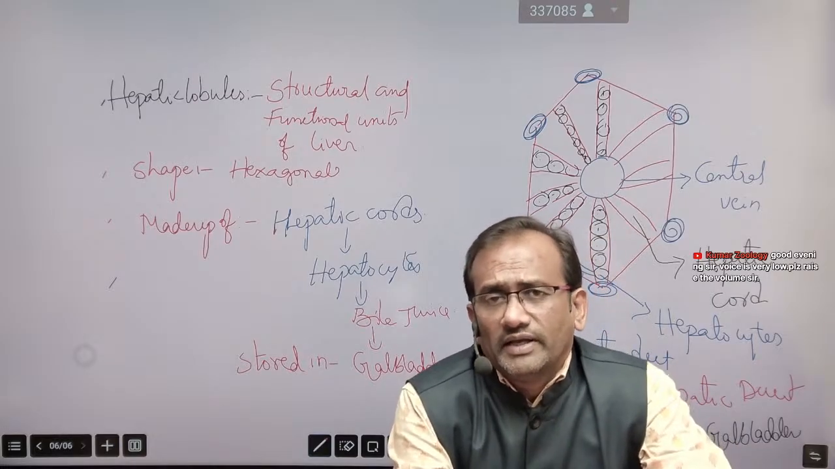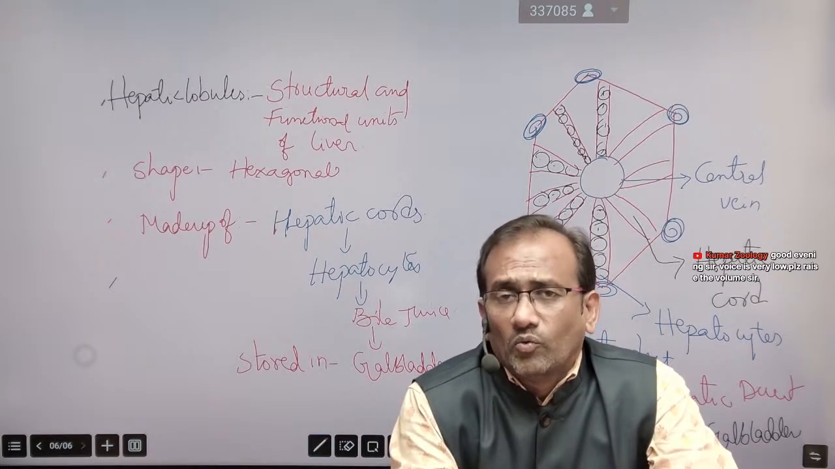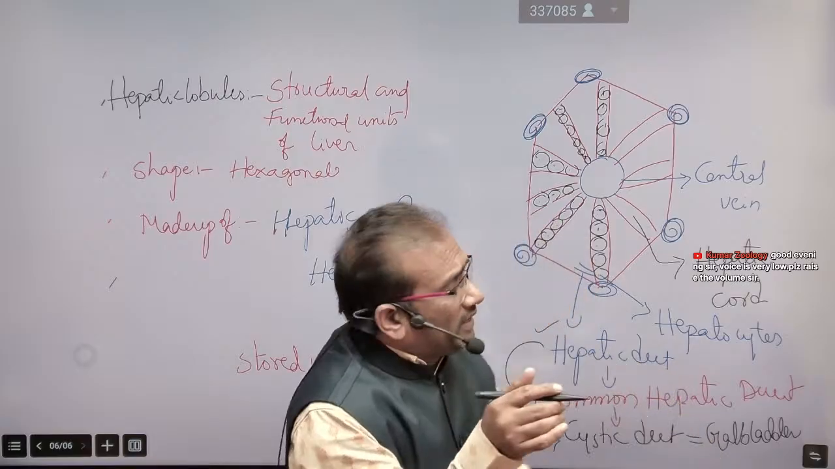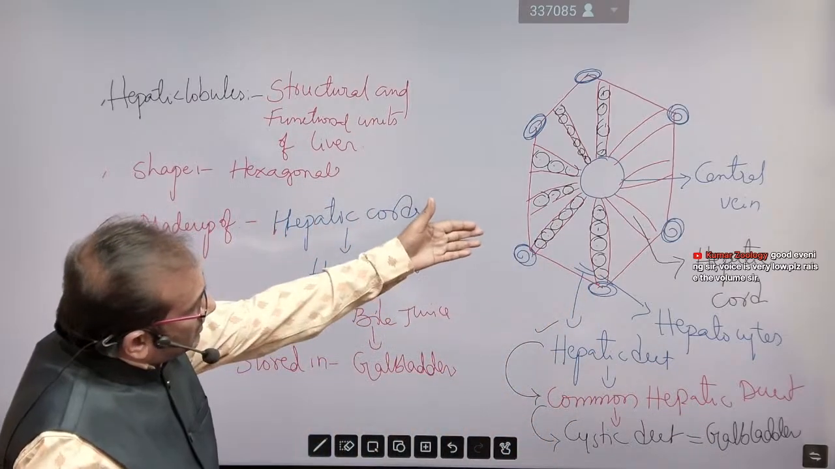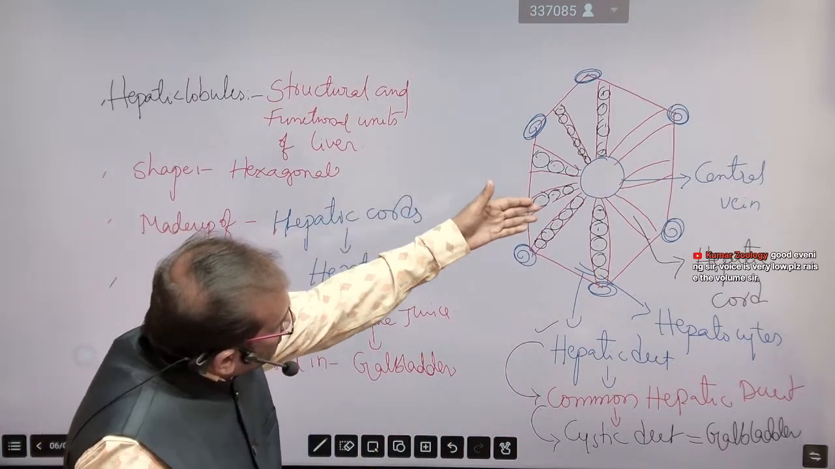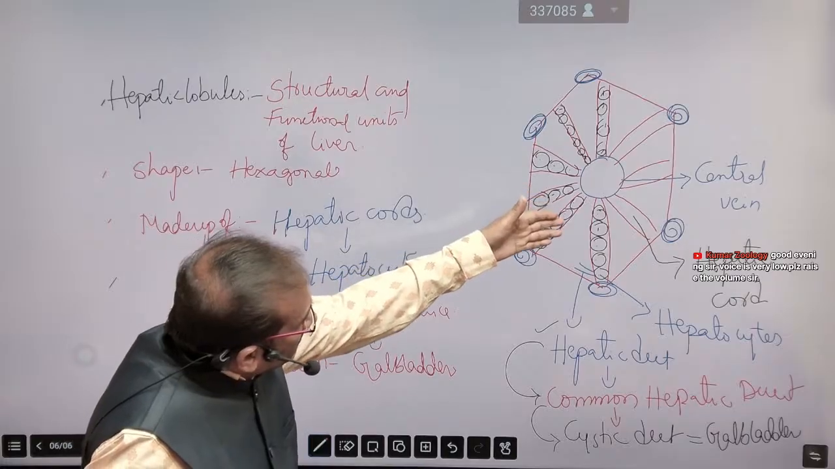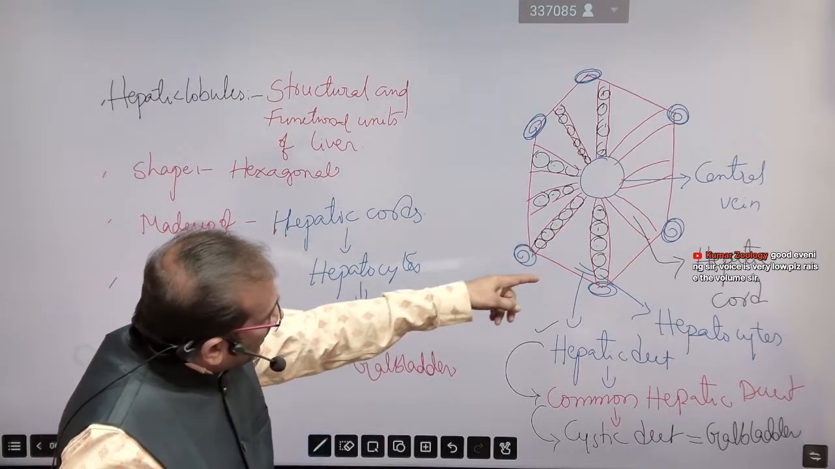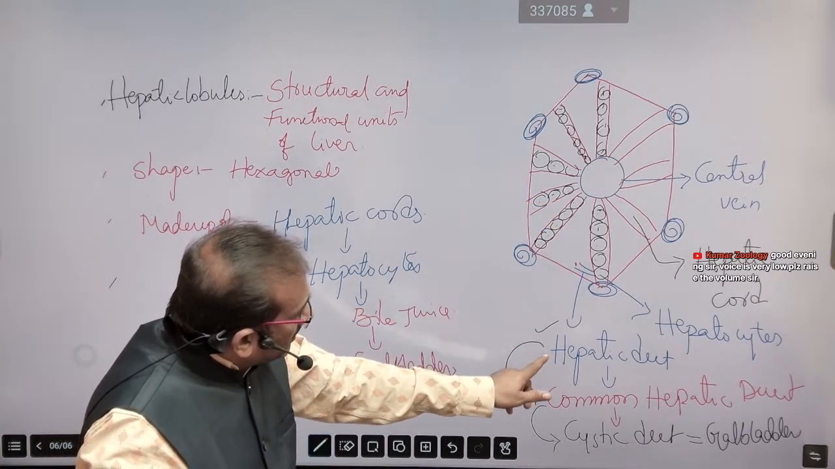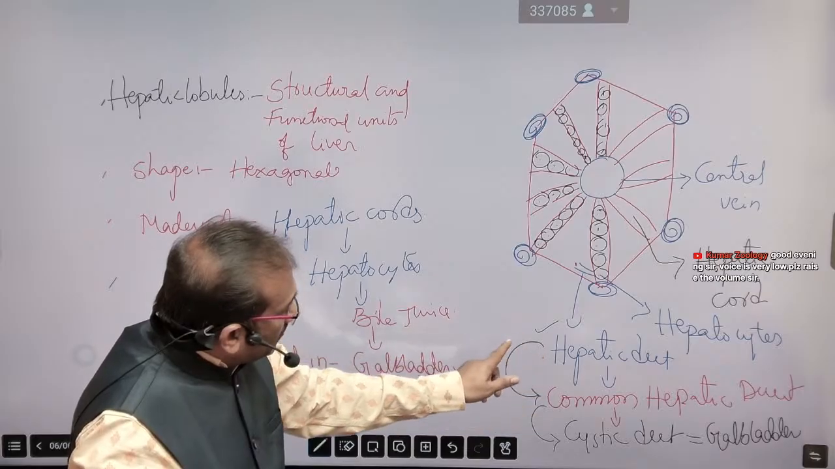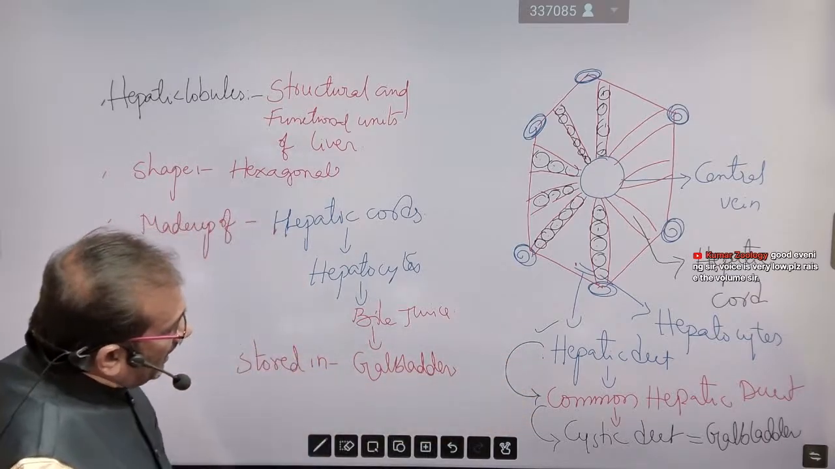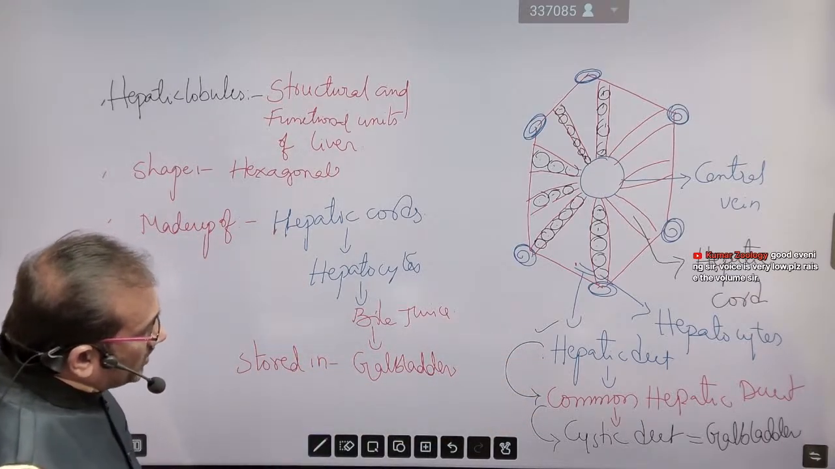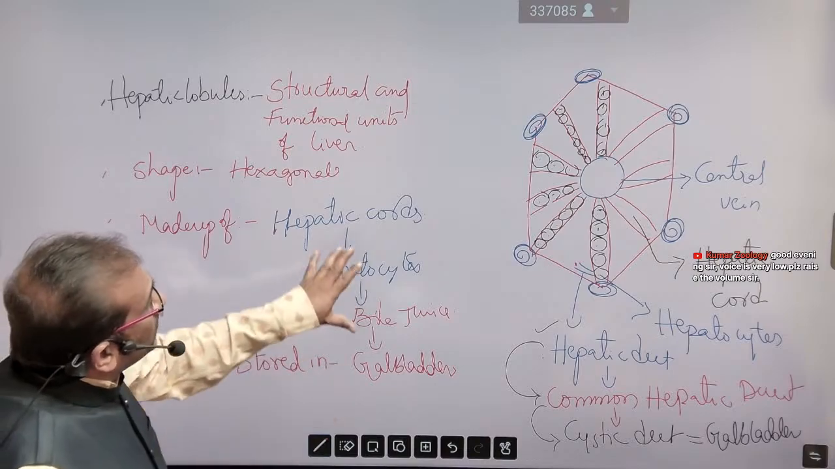Liver. The liver is made up of hepatic lobules. The hepatic lobules are made of hepatic cords, and the hepatic cords of hepatocytes. These hepatocytes prepare the bile juice, and this bile juice enters the hepatic duct. All hepatic ducts collectively form the common hepatic duct, and this common hepatic duct opens into the cystic duct. So up to now, any doubts?